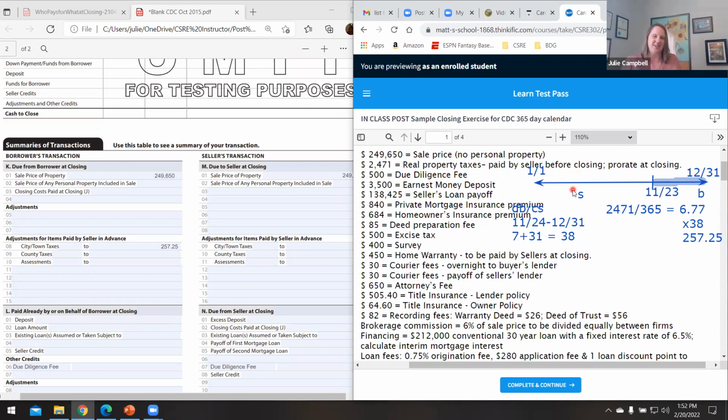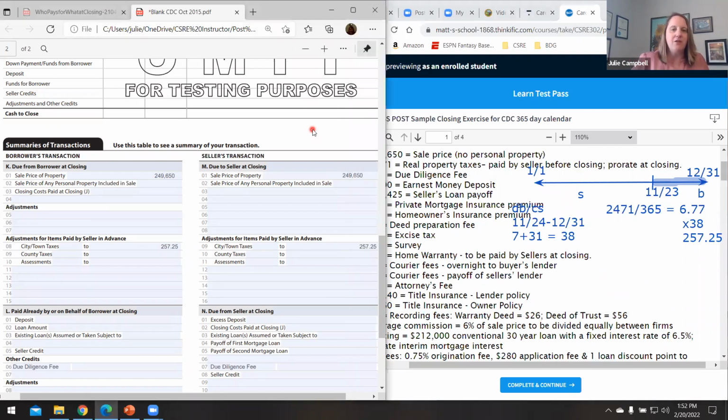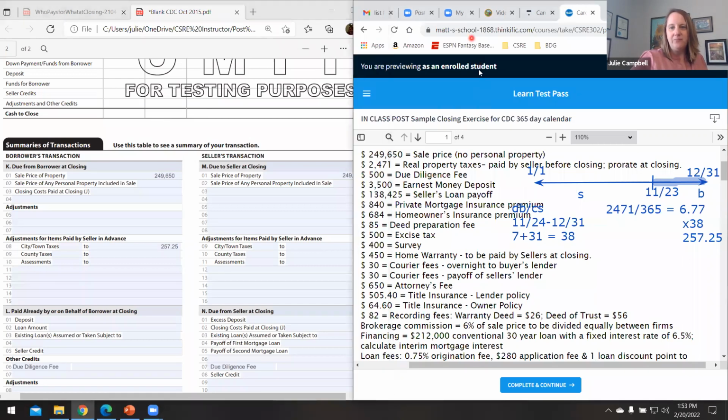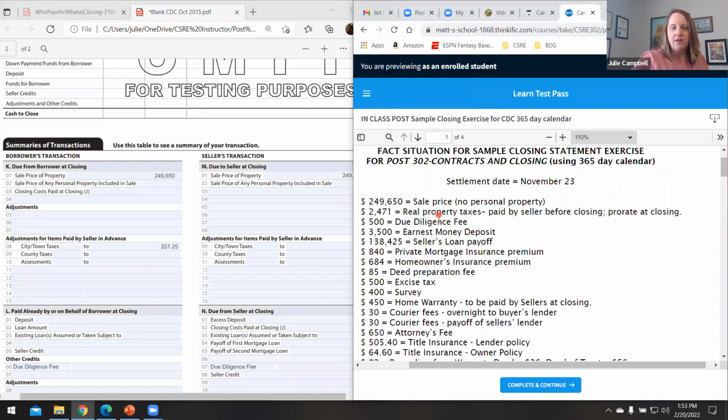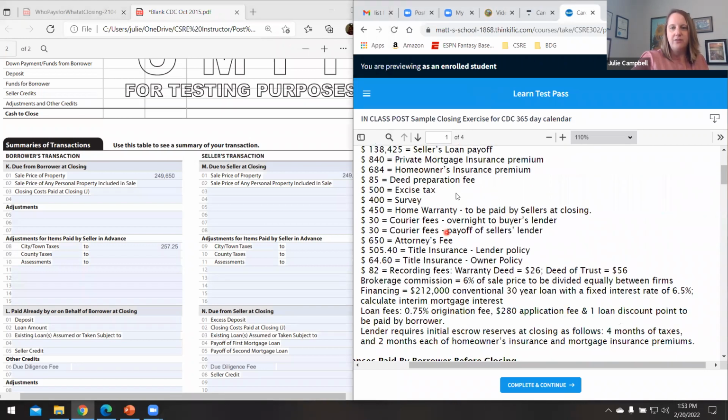Everybody have the math? As I said, I'm getting ready to erase it because it could get very jumbled if I don't. Everybody have the math on how we got to the $257.25, and everybody good? We put it in two places. I put it in K as a debit to the buyer, and I put it in M as a credit to the seller. Okay. Moving right along, I got $500 due diligence.